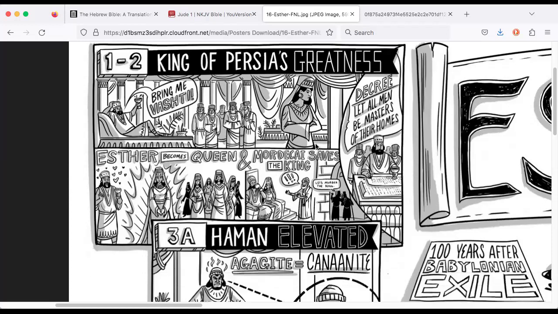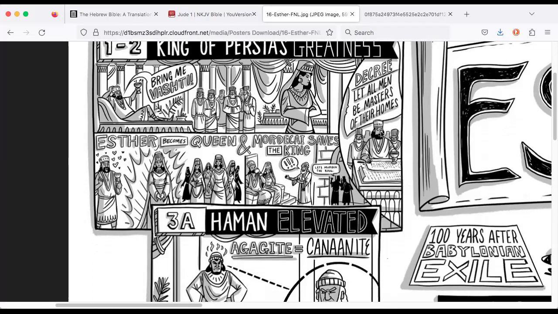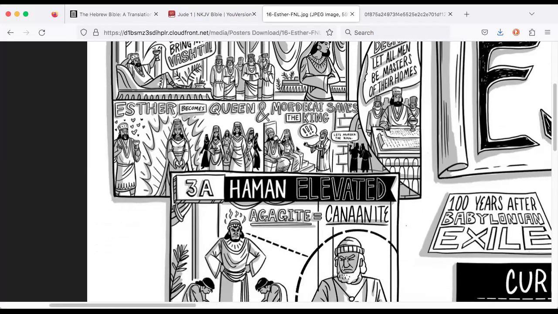And so the officials that are with him say, you know what, this is bad news, because now our wives are going to disrespect us, and this is going to go throughout the kingdom. You've got to take action. So they said, make a law and a decree that all men are to be the masters of their house. And in the meantime, have a pageant for a new queen.